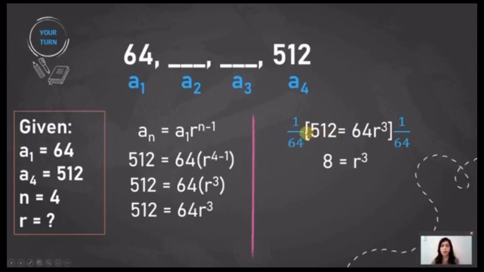512 times 1 over 64 is 8. Then 64 r cubed times 1 over 64 is r cubed. Now, let's get the cube root of both sides. The cube root of 8 is equal to the cube root of r cubed. The cube root of 8 is 2, and the cube root of r cubed is r. Now, in this sequence, our common ratio is 2.